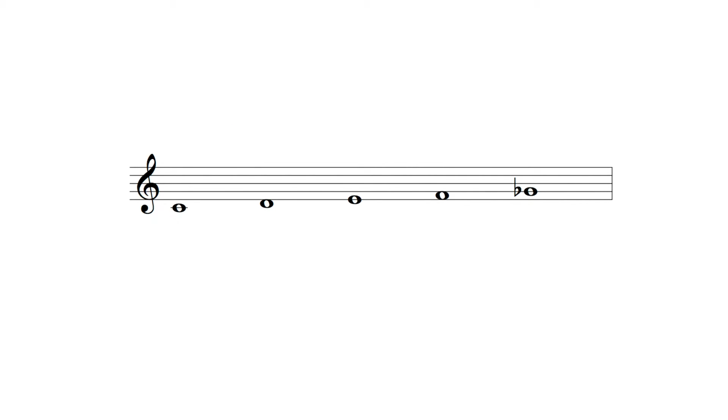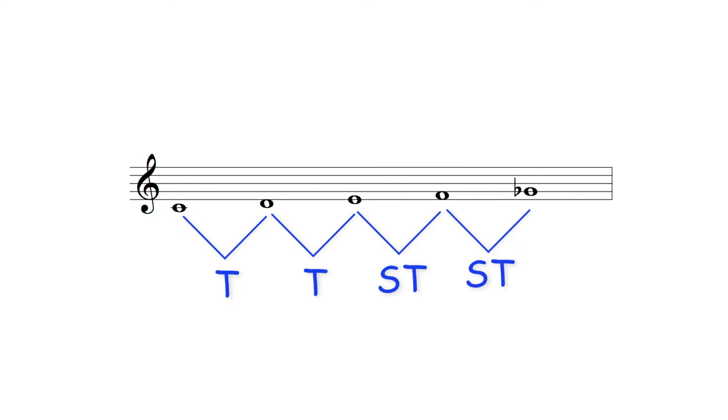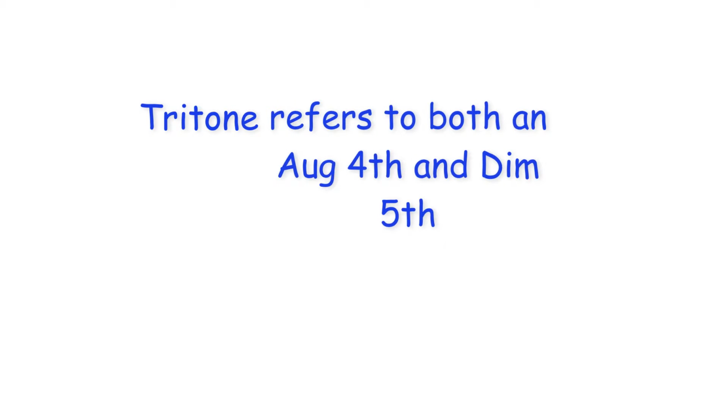Theoretically, diminished fifths are not tritones, as they consist of two tones and two semitones, and not three tones. When discussing tritone substitutions in jazz theory, however, the term tritone is typically used for both an augmented fourth and a diminished fifth, and is the label I'll be using throughout this video.